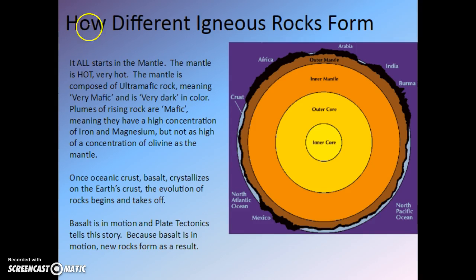And let's look at why. So how different igneous rocks form. It all starts in the mantle. The mantle is very hot. The mantle is composed of ultramafic rock, meaning very mafic. It is very dark in color.